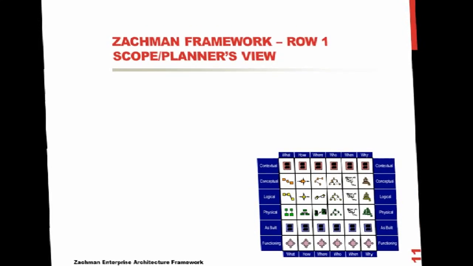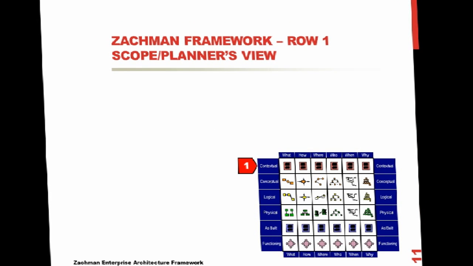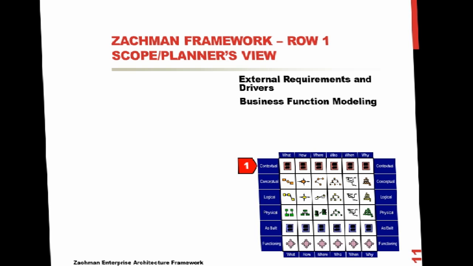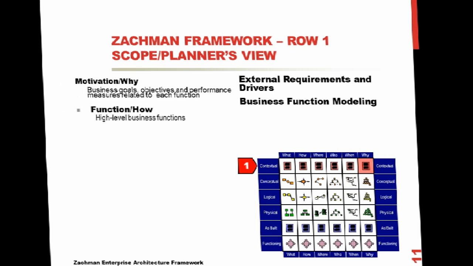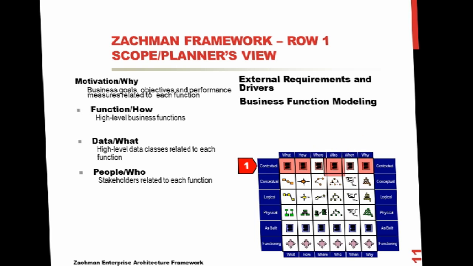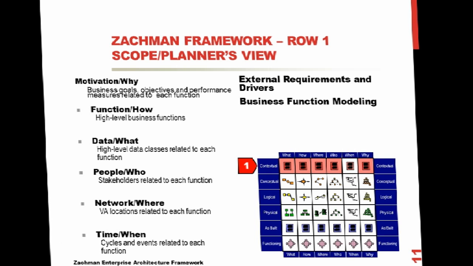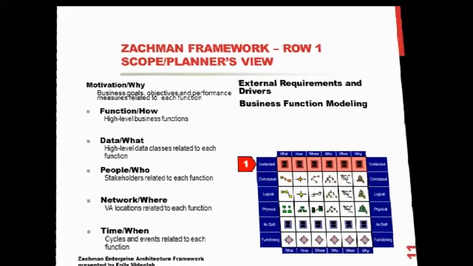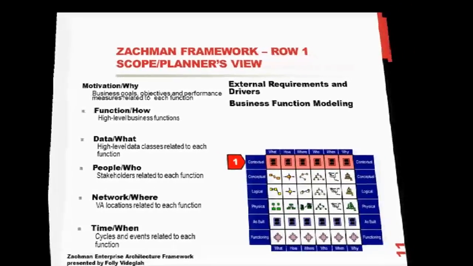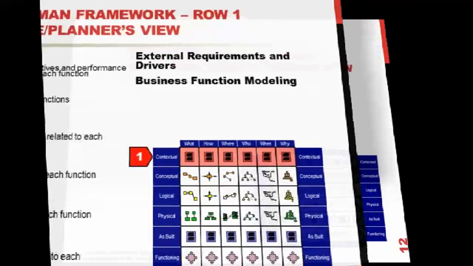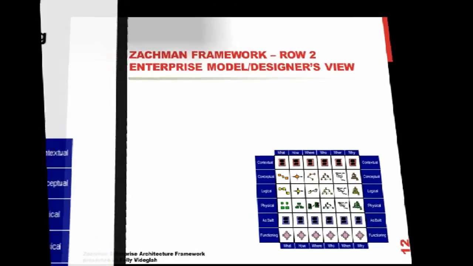Zachman framework, row 1, scope, planner view. You need the external requirement driver and the business function model: the data, what; how we are going to use it; the people who are going to use it; where; the network, how we are going to do that; and the time, when. All that comes in the one row as the requirement driver, the business function model.